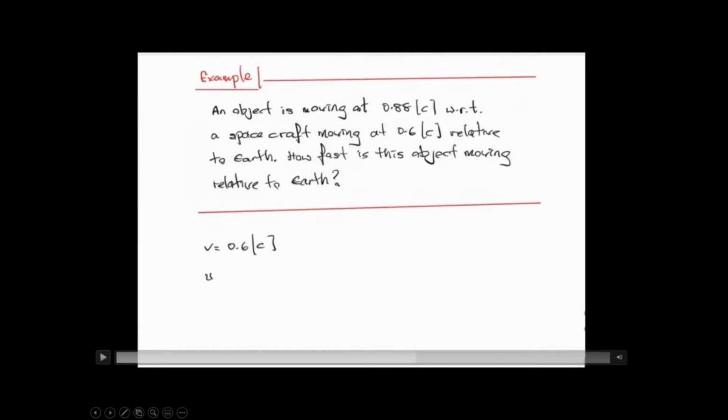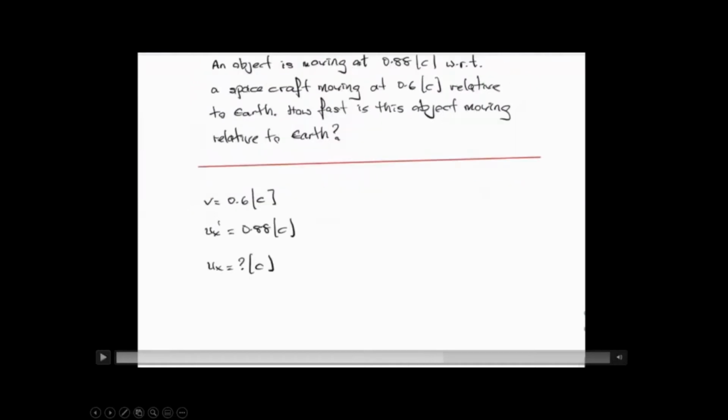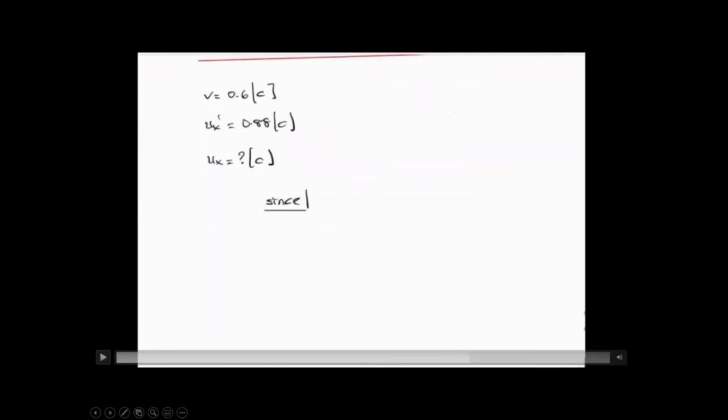V represents the speed of the spacecraft. It's moving at 60% of the light speed relative to Earth. And relative to that spacecraft, that object is moving at 88% of the light speed. So relative to us, the Earth-bound observers, how fast is this object moving? We use the Lorentz transformation formula: the speed of the object relative to the moving reference frame, the speed of the moving reference frame relative to us, and this is the speed of the object relative to us.